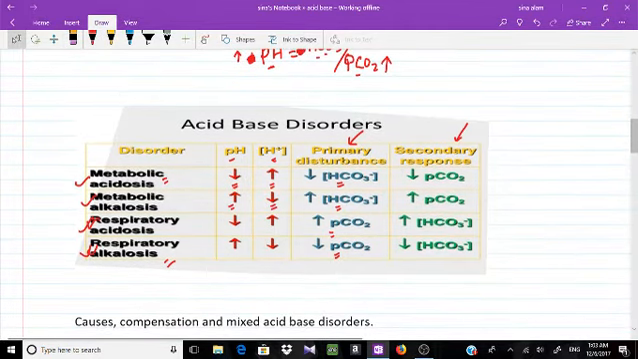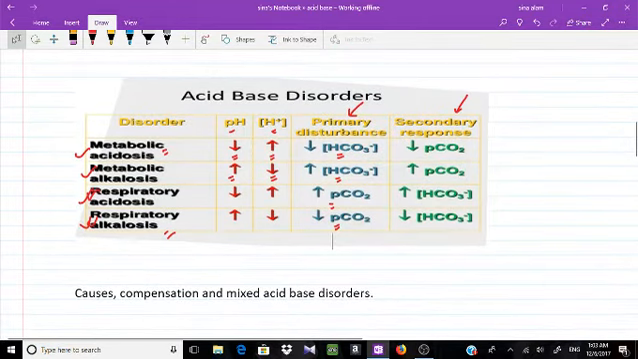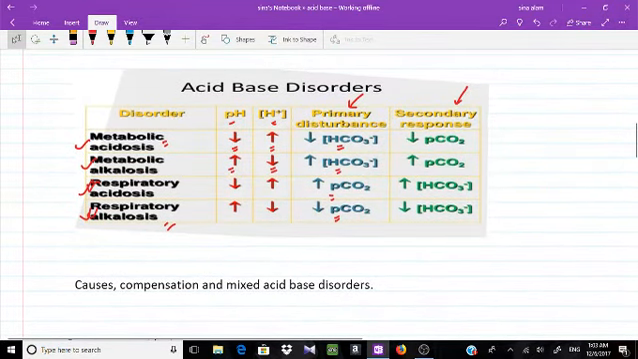The secondary response is sometimes called compensation. Our body needs to be in a milieu interior, or you can say homeostasis, so it doesn't want to be in an imbalanced acid-base state. So when there is a change in the pH, the body tries to compensate for it. Right here you can see that the primary disturbance is a decrease in the bicarbonate, and the secondary response is that the body tries to get rid of carbon dioxide.